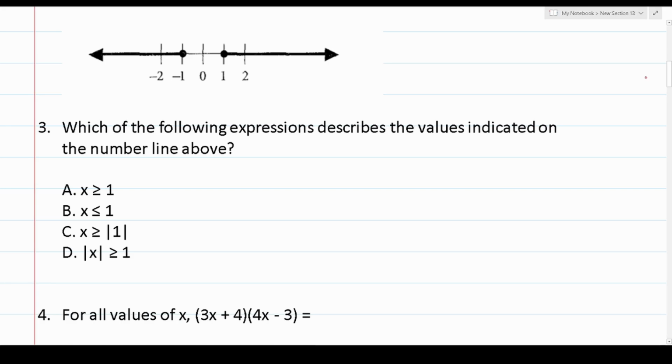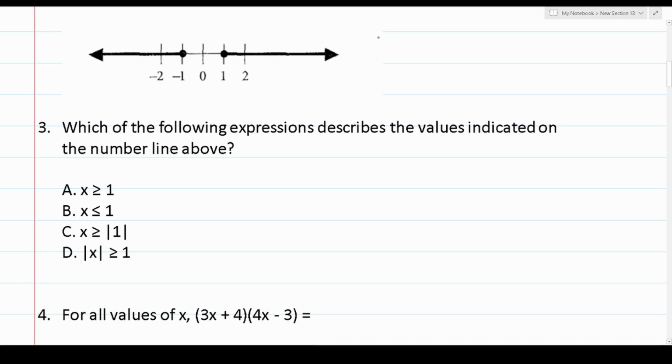Number 3 says, which of the following expressions describes the values indicated on the number line above? So as we can see, we have a number line with 2 closed circles followed by arrows. In this case, the closed circle and the arrow is above the values -1, -2, all the way to -infinity. And this one has a closed circle above 1 that goes from 1 to 2 all the way to infinity.